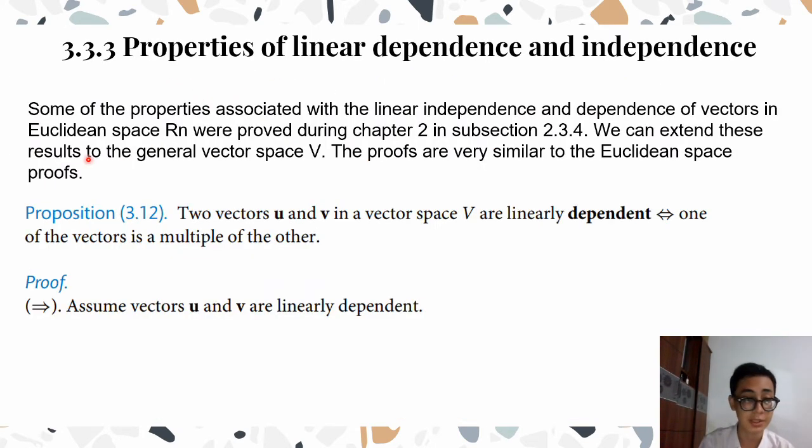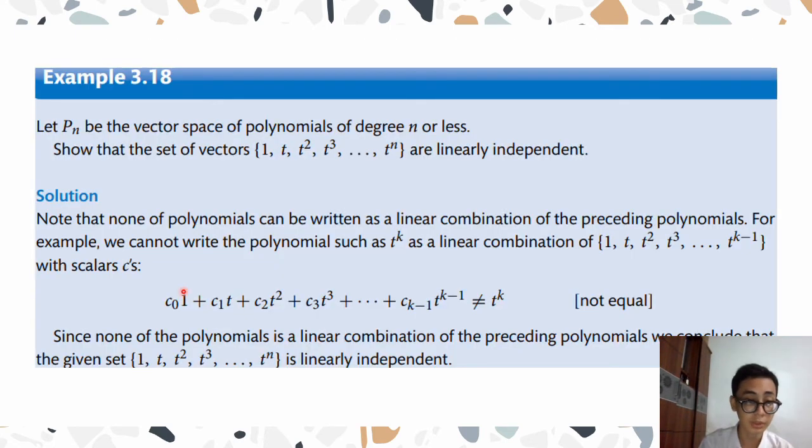3.3.3 Properties of linear dependence and independence. Some of the properties associated with the linear independence and dependence of vectors in Euclidean space Rn we proved in chapter 2 in subsection 2.3.4. We can extend this result to the general vector space V. The proofs are very similar to the Euclidean space proofs. Two vectors u and v in vector space V are linearly dependent if one of the vectors is a multiple of the other. Assume vectors u and v are linearly dependent.